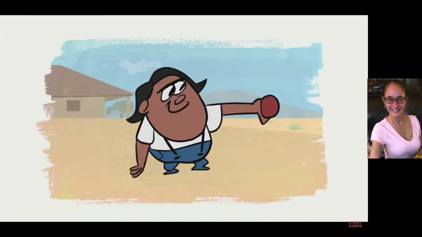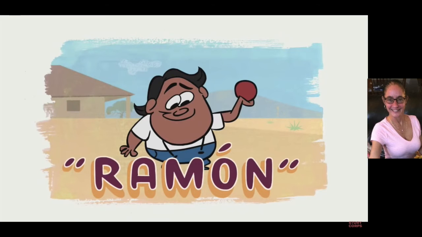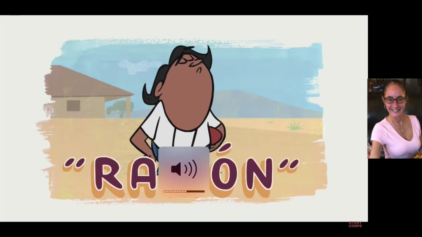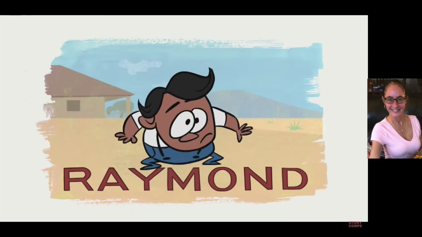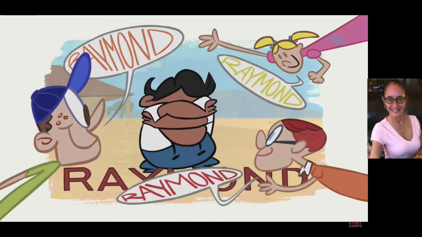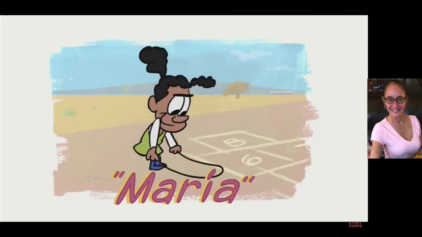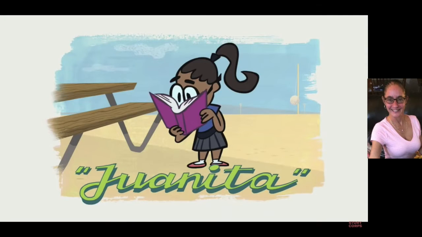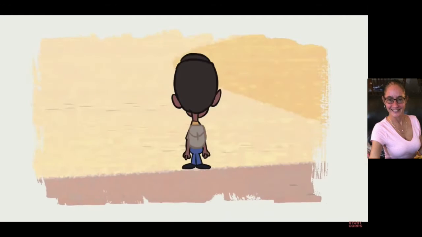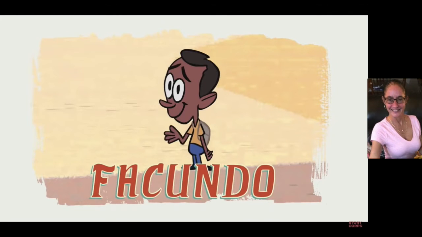My name, when I started kindergarten, was Ramon. And by the time I was in the second grade, everybody was calling me Raymond. You know, out in the playground, in the classroom, Raymond, hey, Raymond, hey, Raymond. I'm trying to adjust to this, you know what I mean? And if there was a girl named Maria, her name became Mary. And Juanita became Jane. So one day, we got a new student by the name of Facundo Gonzalez.